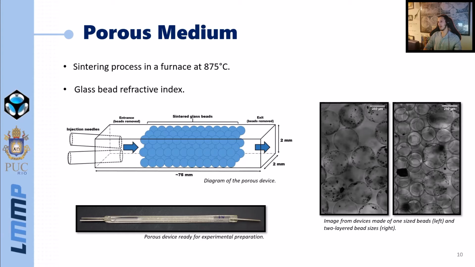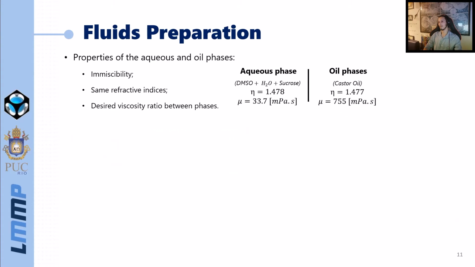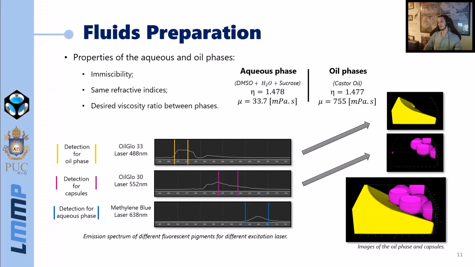The porous media are placed in a square pipe of 2 mm side. Choosing the fluids for the experiments demanded the miscibility of the oil and aqueous phase, the matching of their refractive indices, and a proper viscosity ratio between the phases. Because the phases have the same refractive indices, the confocal technique needs the addition of a fluorescent pigment to distinguish them. We have carried out a survey on fluorescent pigments, which allowed the simultaneous visualization of oil phase, microcapsules, and aqueous phase.